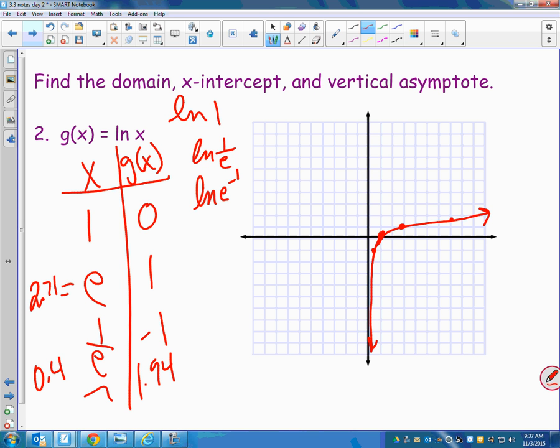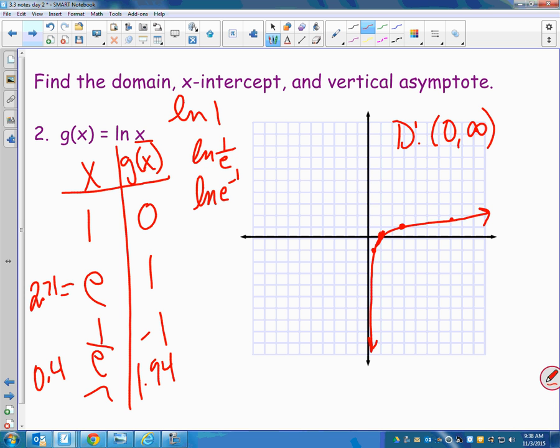But I really want you to know those shapes as we do that. And so notice on this one it says find the domain, find the x-intercept, and the vertical asymptote, just because you want to kind of know those basic things as you're doing this. What's the domain of this? What kind of values am I allowed to plug in here for x? 0 to infinity, not including 0.